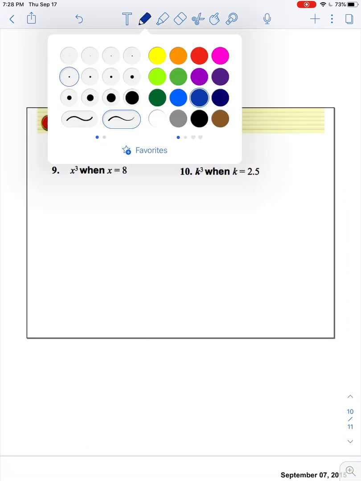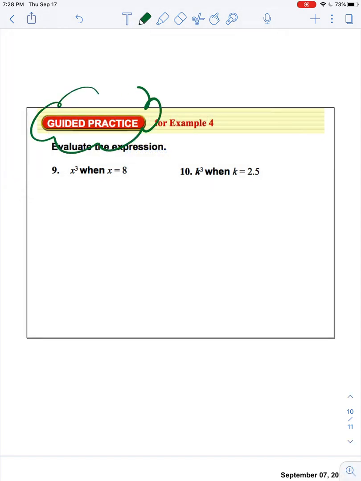All right, so here you go for a guided practice. Go ahead and try these based on what we just learned, and then look and see if you are doing them correctly.